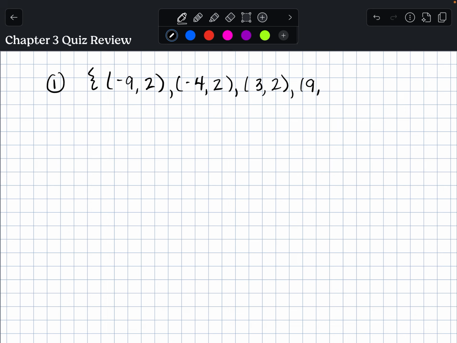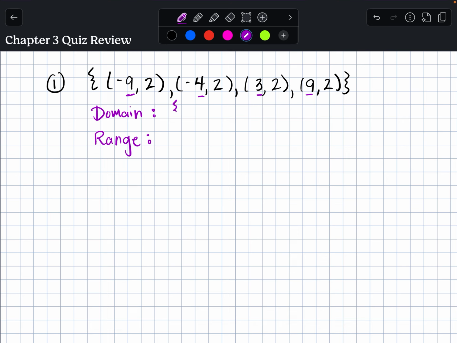Okay, so you're going to be given a set of points, and the question will state for you to find the domain and the range. Now remember, the domain is just the list of all the x values that are being used, and the range is the list of all the y values that are being used. And of course, we know that x values are always the first number in the point.